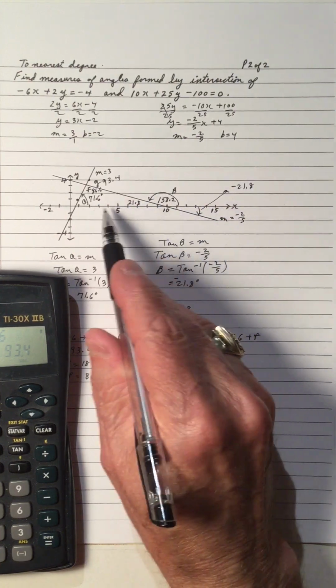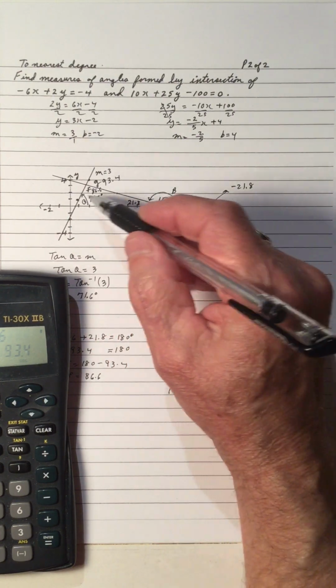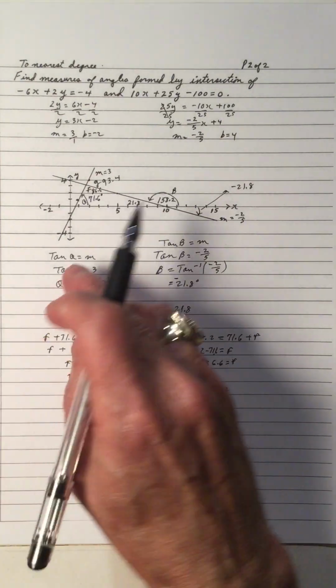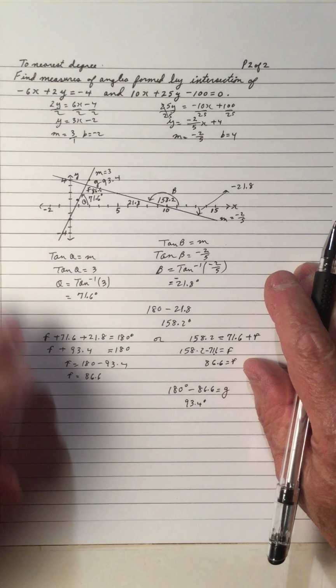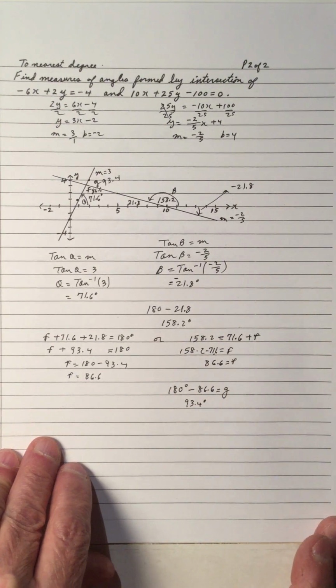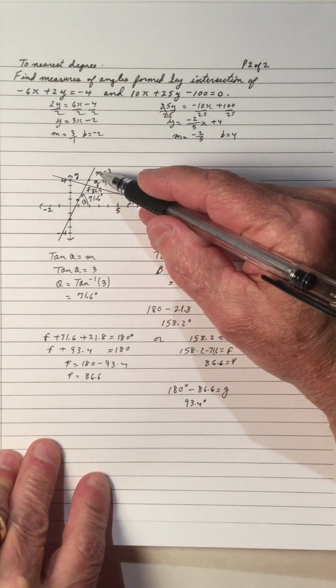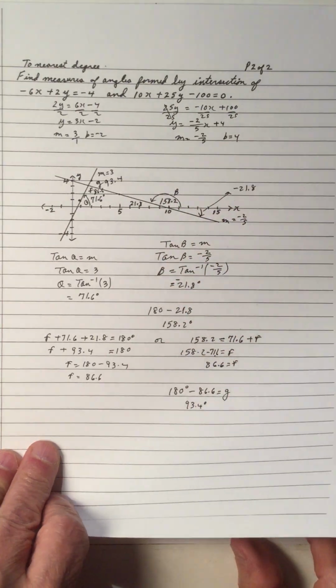So notice how I did it. I got the angles of inclination and I worked them out. I did it a couple of ways here. To get the angle between intersecting lines, you need the slopes, and it makes no difference what the slopes are. By drawing the diagram, you see how to handle it.